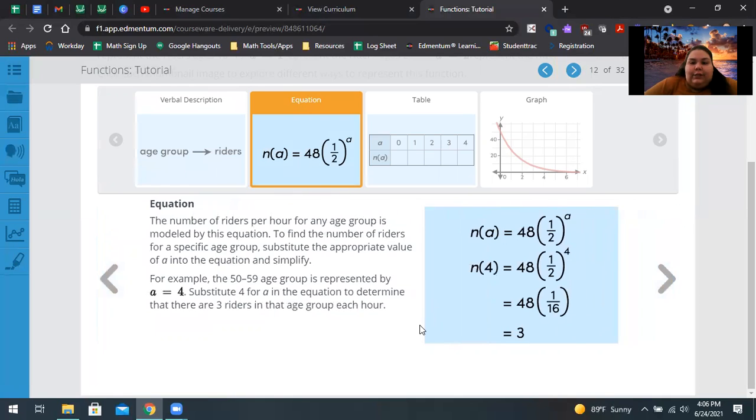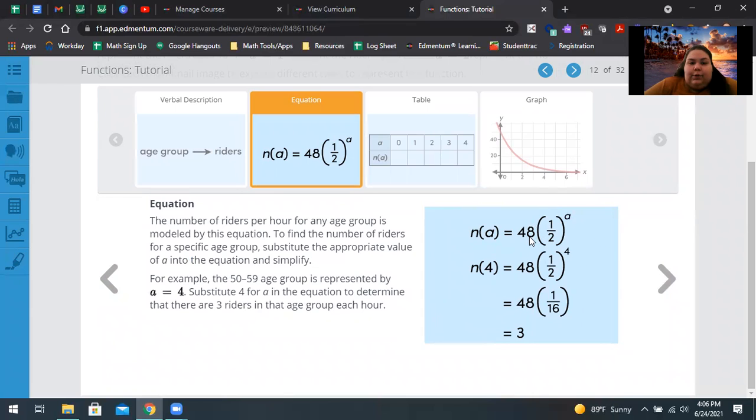Let's take a look at the equation one. The equation here for this example is actually based off of the verbal description. A is your age group, and n of a, when you plug in that a value, depending on the age, you're going to actually get the amount of riders.